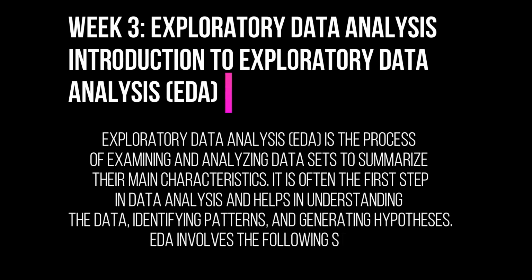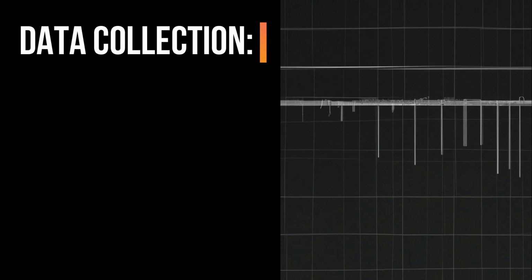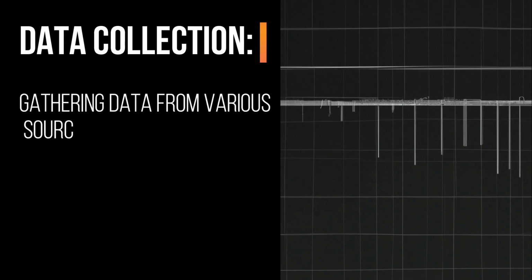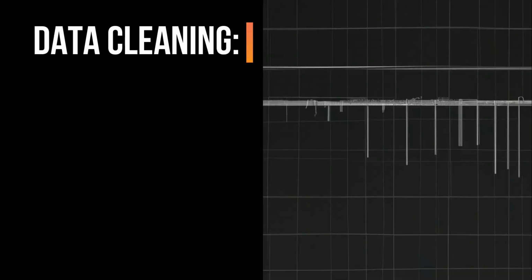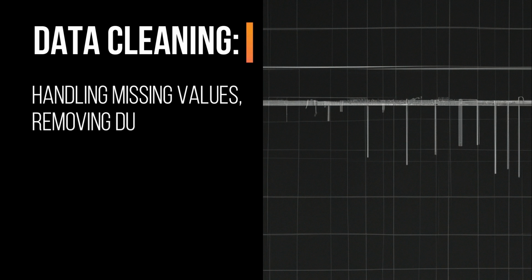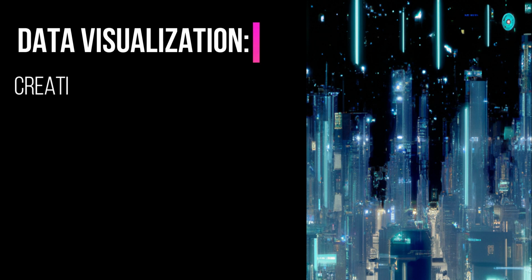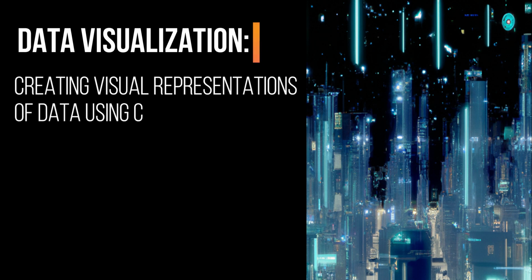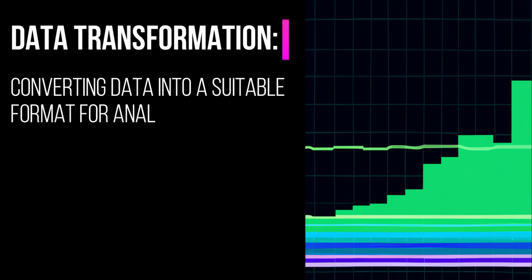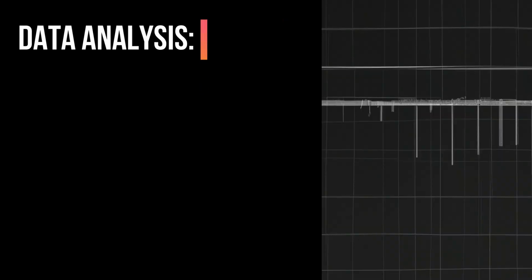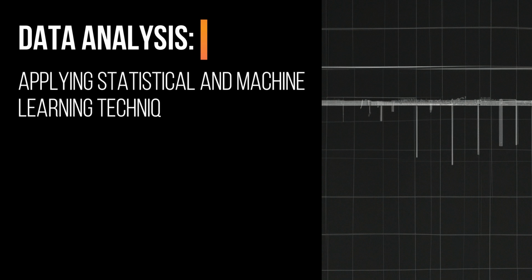EDA involves the following steps. Data collection, gathering data from various sources such as databases, web scraping, surveys, etc. Data cleaning, handling missing values, removing duplicates, correcting errors, etc. Data visualization, creating visual representations of data using charts, graphs, and other visual tools. Data transformation, converting data into a suitable format for analysis. Data analysis, applying statistical and machine learning techniques to explore and discover patterns in the data.